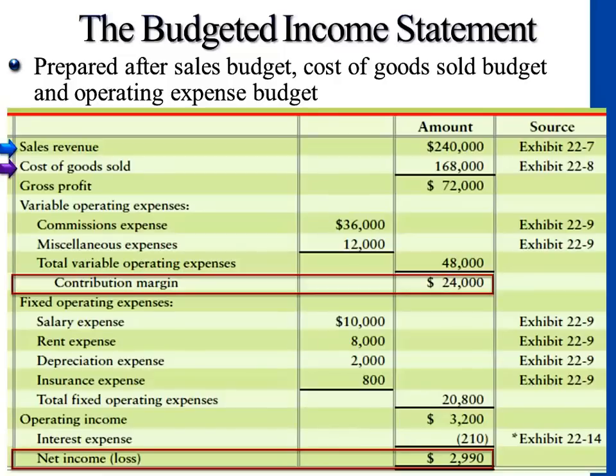Okay, that's pretty much all I want to cover today for this new chapter. Basically, what is the budgeted income statement? What are the detailed components in it, the three main tables?